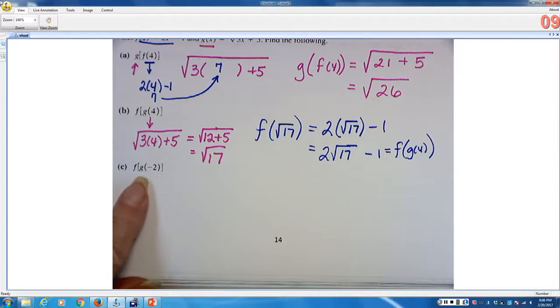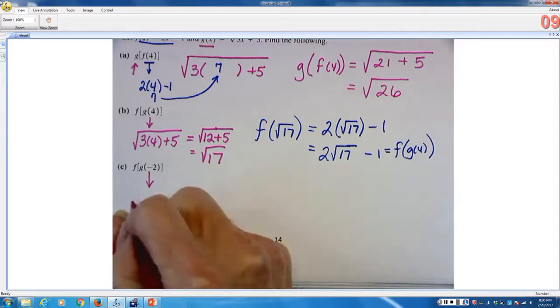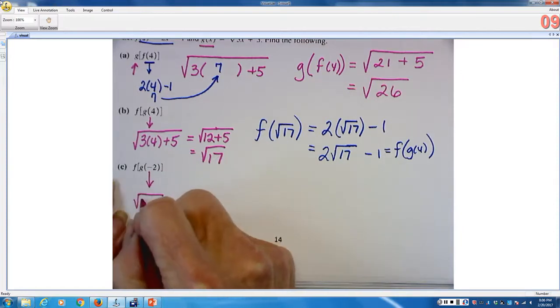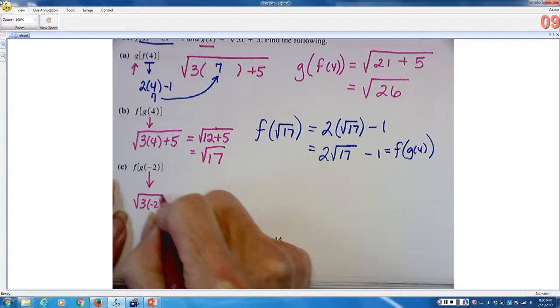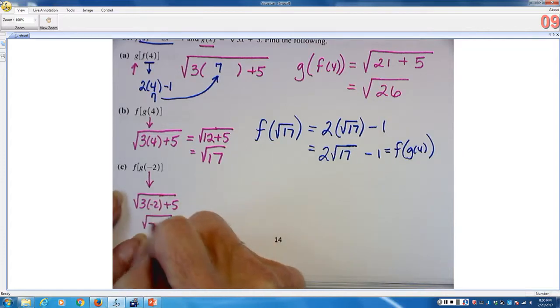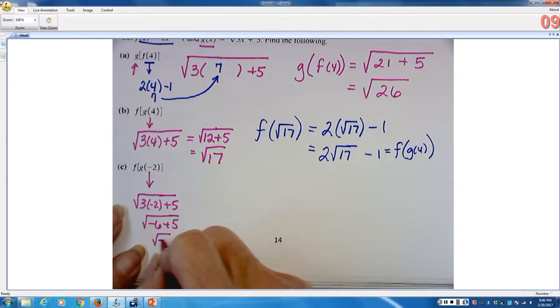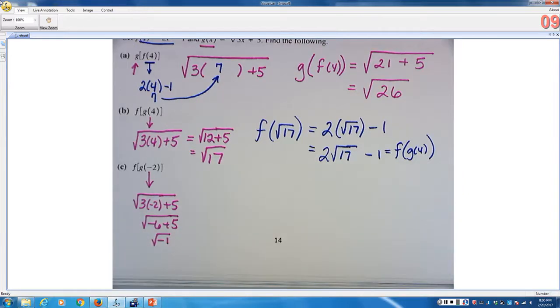So what would g of negative 2 be? Square root of 3 times negative 2 plus 5. So it's the square root of negative 1, right?